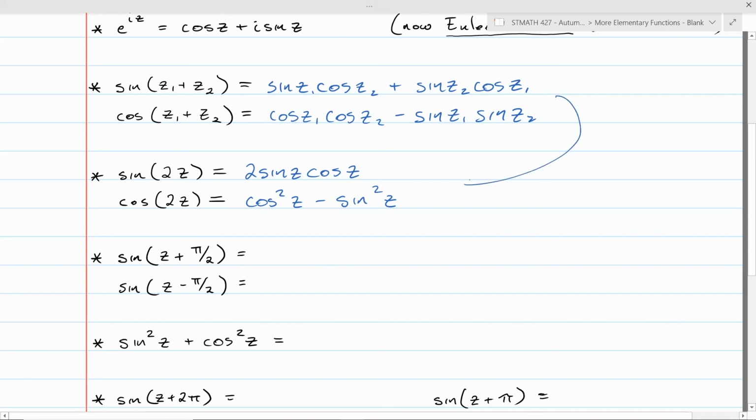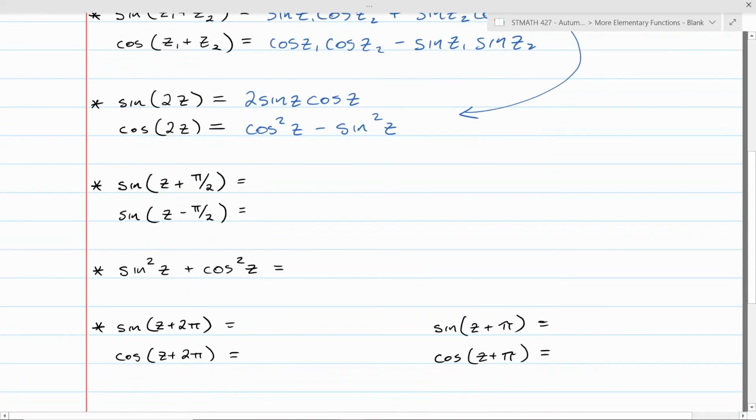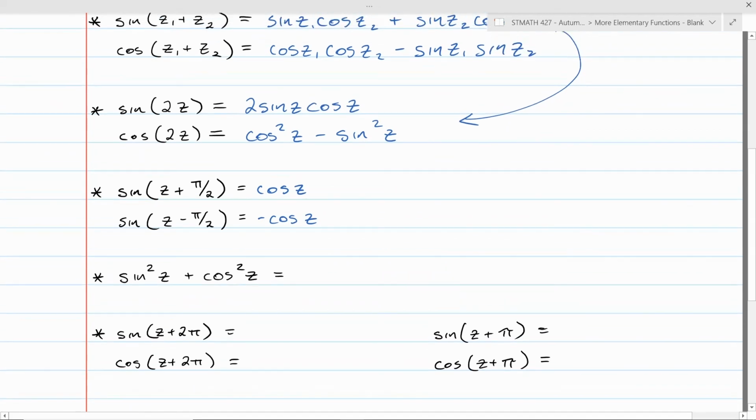So you get, these give rise to these. Let's see, I think these are called cofunction identities back in trigonometry class. Yeah, these are the cofunction identities for sine and cosine here. Sine of z plus pi over 2 is cosine of z, and sine of z minus pi over 2 is negative cosine z. Especially the first of these two identities is the reason that it's called sine and cosine. It's the co part because of complementary.